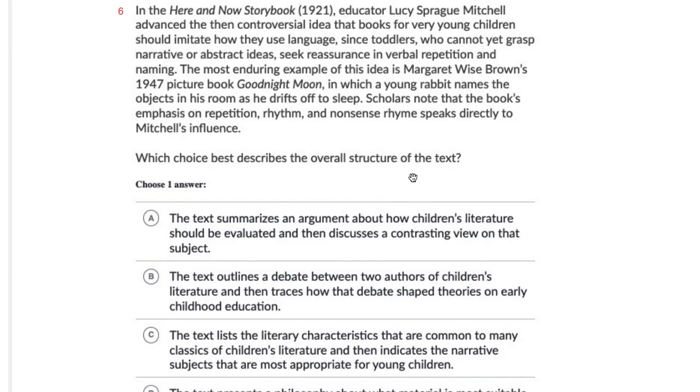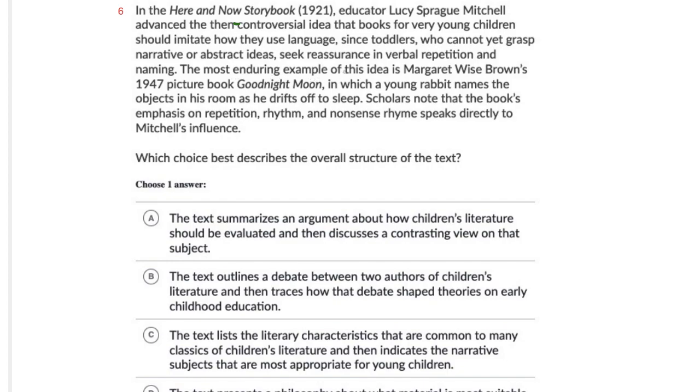6. In the Here and Now storybook, this educator advanced the then-controversial idea that books for very young children should imitate how they use language, since toddlers, who cannot yet grasp narrative or abstract ideas, seek reassurance in verbal repetition and naming. Okay.